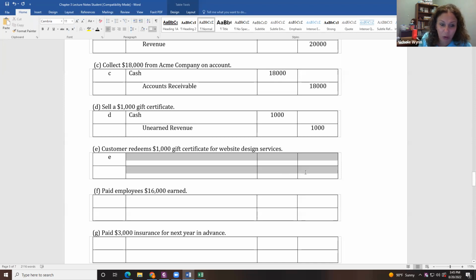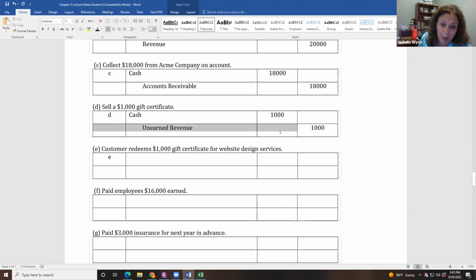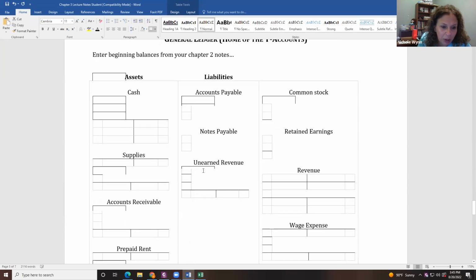So in this transaction, we are not going to receive any money. We already got the money. So what we're going to do is we're now going to record it as revenue because now we've earned it. So we are going to eliminate the unearned revenue because it's no longer unearned. Now it's earned. So we're going to remove it from unearned revenue, and now it's going to be revenue because now we have earned it.